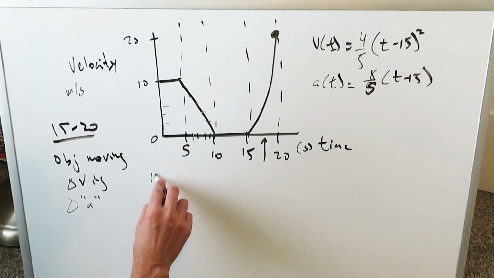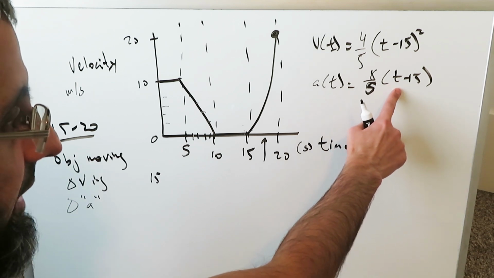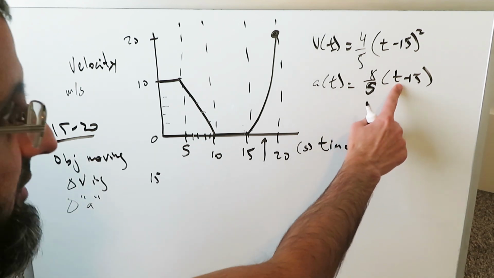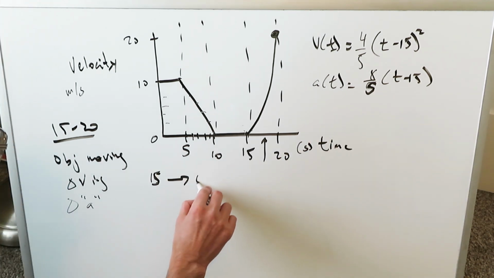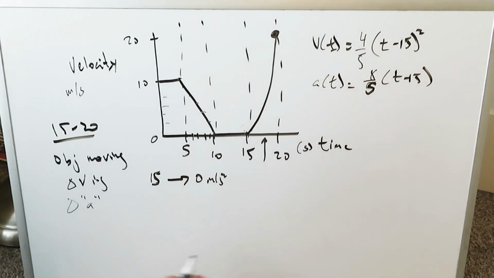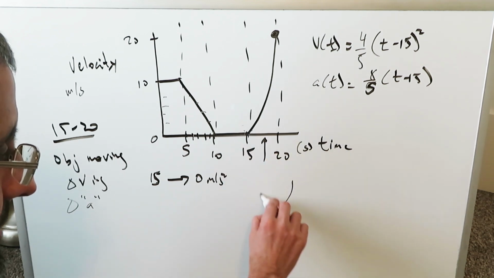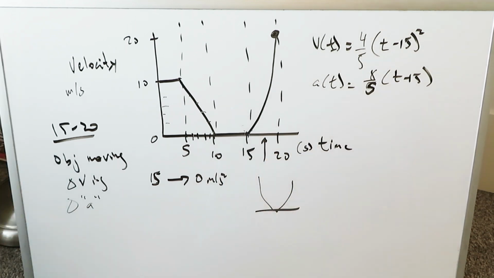And now let's look at this acceleration. At the time of 15 seconds, you would simply look right over here and start plugging in. You'd have a 15 minus 15, which is a 0 times that. At the time of 15 seconds, you have 0 meters per second squared, and it makes sense. You're at the vertex of a parabola where a horizontal tangent line would be seen. The slope of that tangent line would be 0.